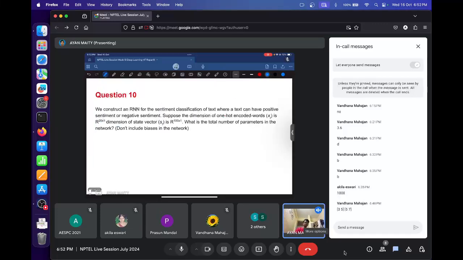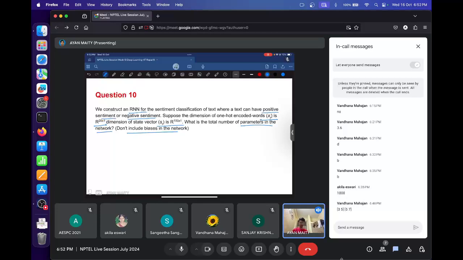Now moving on to the next question. We construct an RNN for the sentiment analysis of text, where a text can have positive sentiment and negative sentiment. So there are two possible outputs of the RNN. Suppose the dimension of the one-hot encoded words xt is R to the power 20 into 1, and the dimension of the state vector st is R to the power 100 into 1. So what is the total number of parameters in the RNN unit or the network? You can ignore the biases in the network. Don't include the biases in the number of parameters.